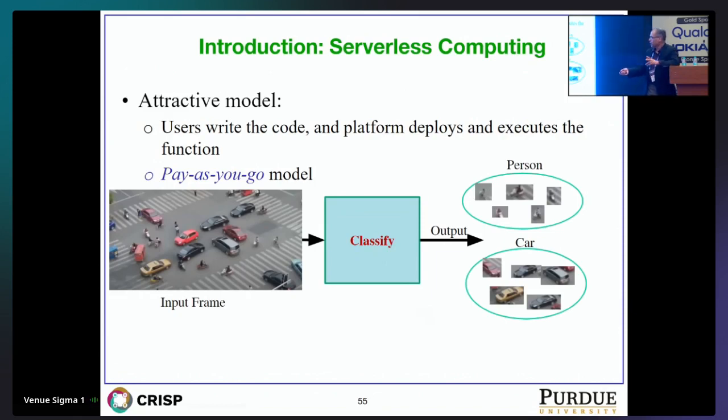So a picture of the road from outside comes in. You classify it quickly to determine if there is an accident or not. And then you take some physical action based on it. And you want this to happen fairly quickly.